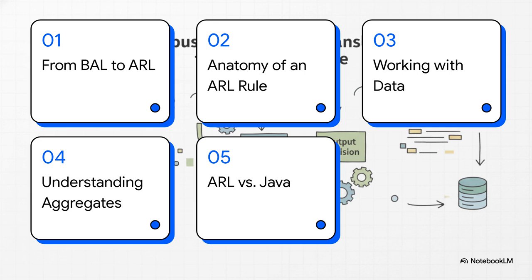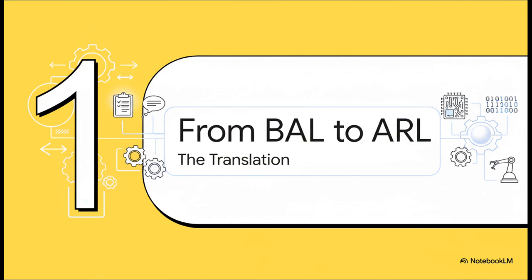To answer that, here's our game plan. We'll start with that translation, going from the business action language, or BAL, to the engine's own language, the advanced rule language, or ARL. Then, we'll break down what an ARL rule actually looks like, see how it handles data, explore some of its most powerful tools called aggregates, and finally, see how it stacks up against Java. Okay, let's dive right into that first part and see this translation in action. This is really where the human-readable stuff becomes machine executable.